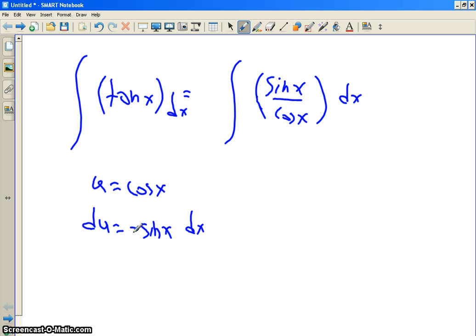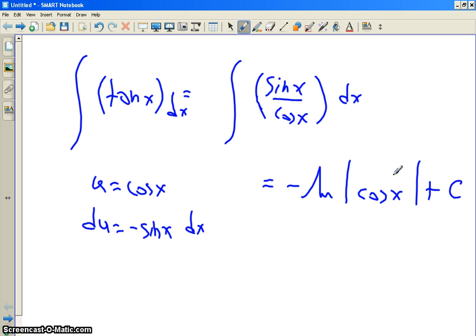Put it over here. Divide both sides by -1, whatever. So this is really 1 over u times negative du. How do you integrate 1 over u du? Ln u. So it's negative ln absolute u. Remember when you integrate 1 over u du, you get ln absolute u, because sometimes you get negative arguments. You don't want that in an ln.